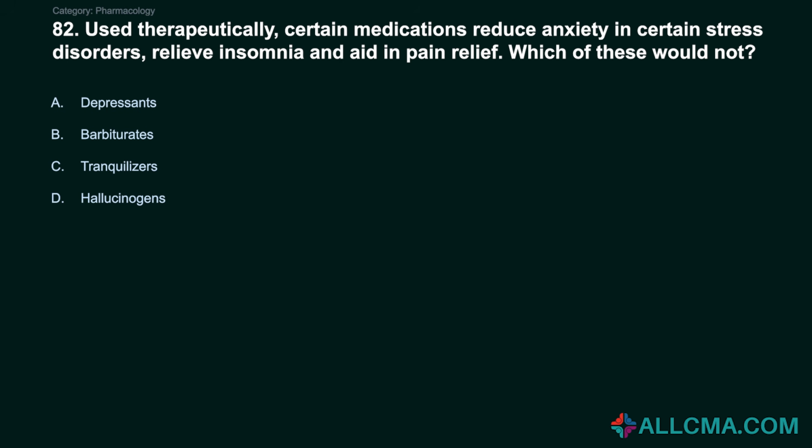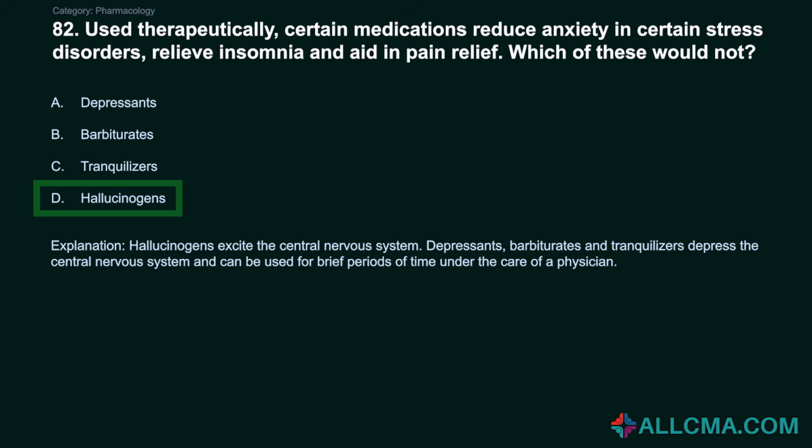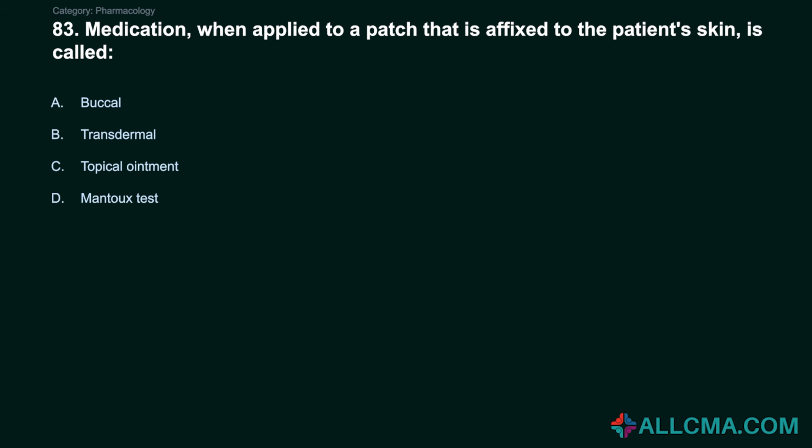82. Used therapeutically, certain medications reduce anxiety in certain stress disorders, relieve insomnia and aid in pain relief. Which of these would not? A. Depressants. B. Barbiturates. C. Tranquilizers. D. Hallucinogens. Correct answer, D. Hallucinogens. Hallucinogens excite the central nervous system. Depressants, barbiturates and tranquilizers depress the central nervous system and can be used for brief periods of time under the care of a physician.